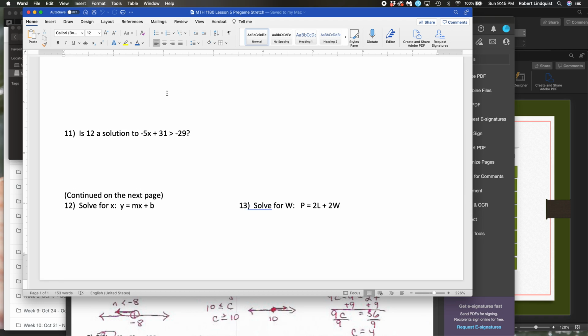Okay, it's not continued on the next page. That's the end of it. But anyway, if you need to go back and scroll back, do that. But those are all the questions for the pregame stretch.